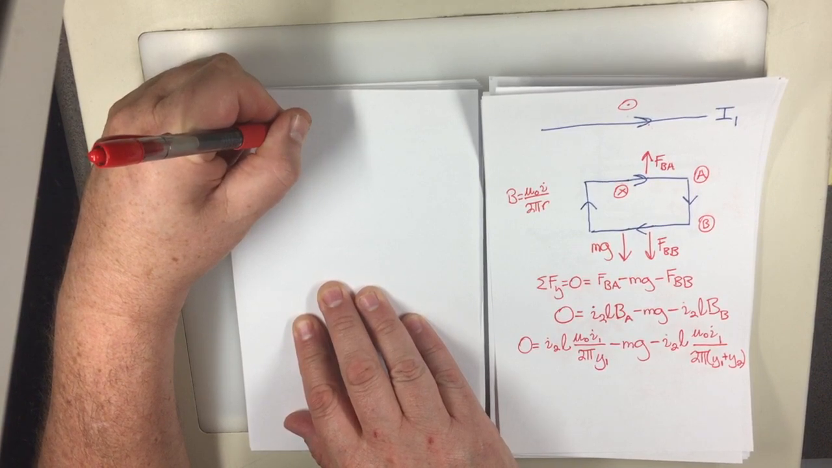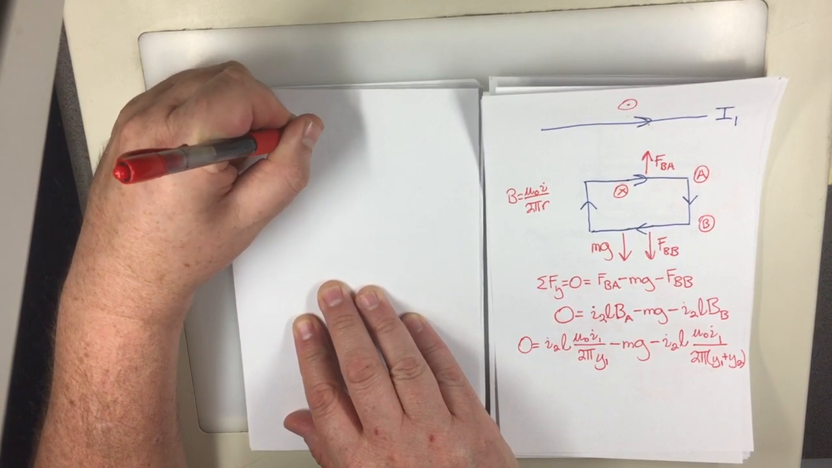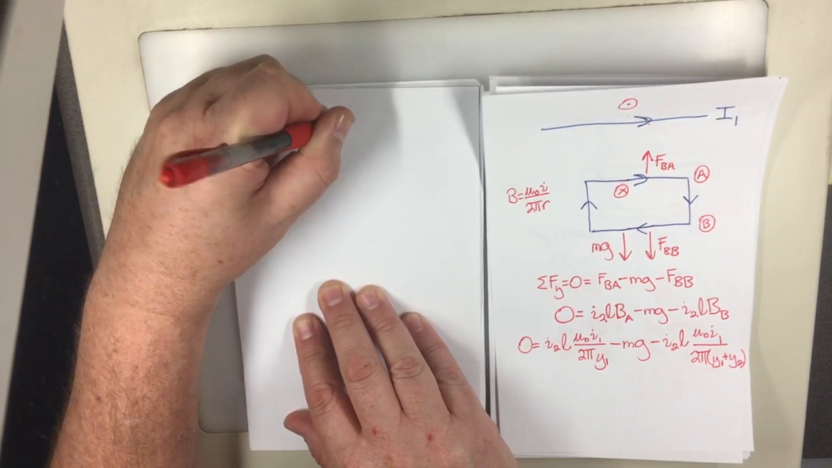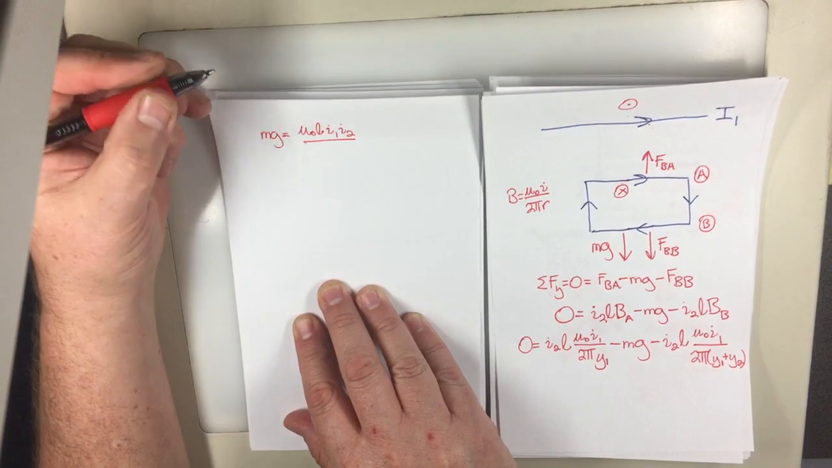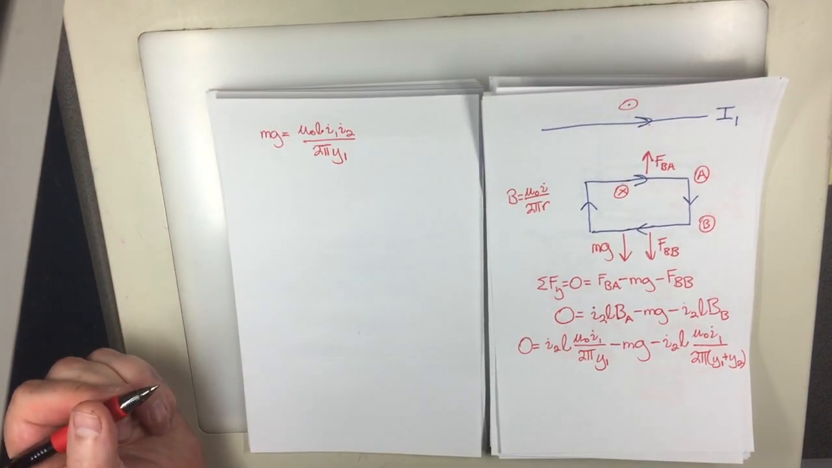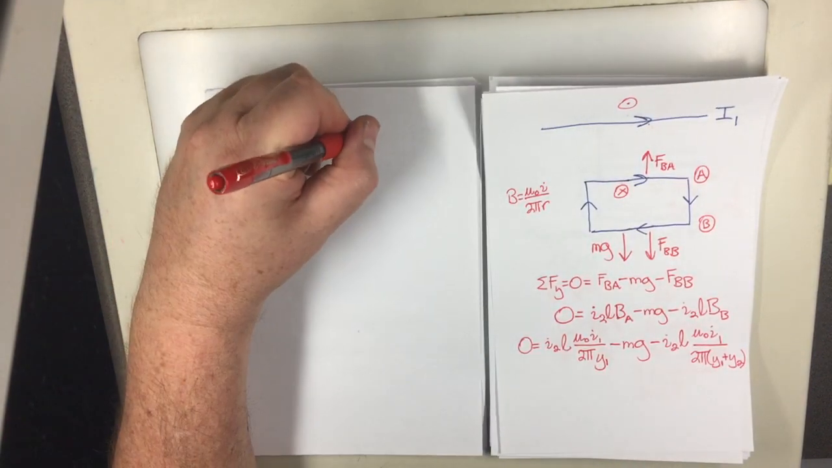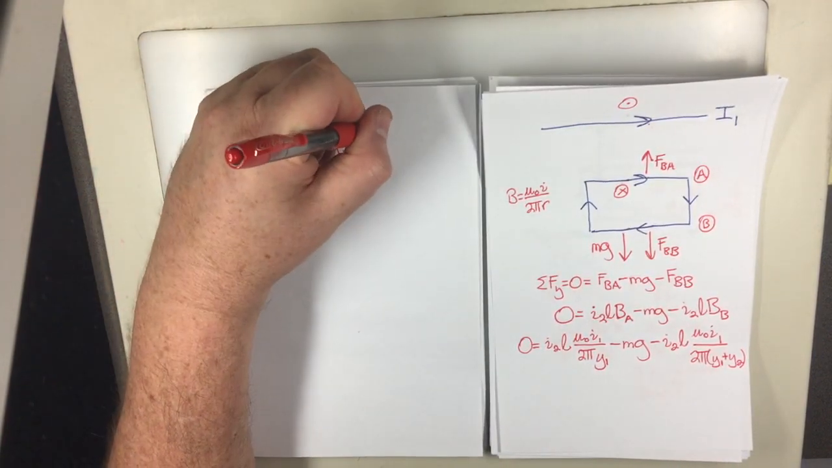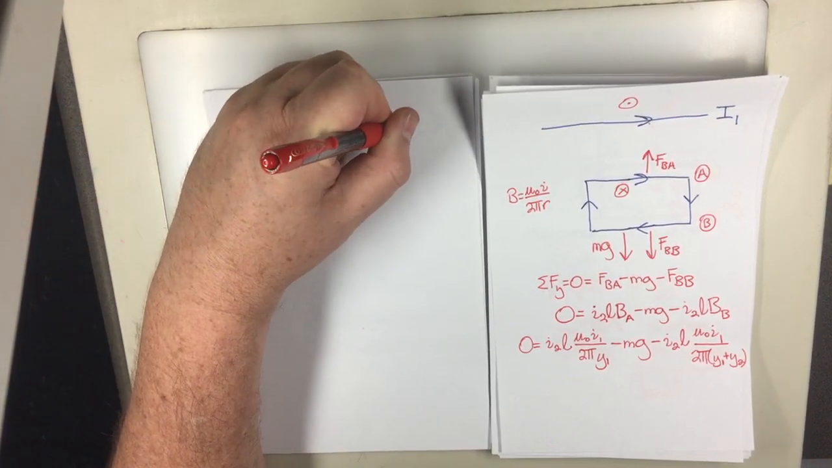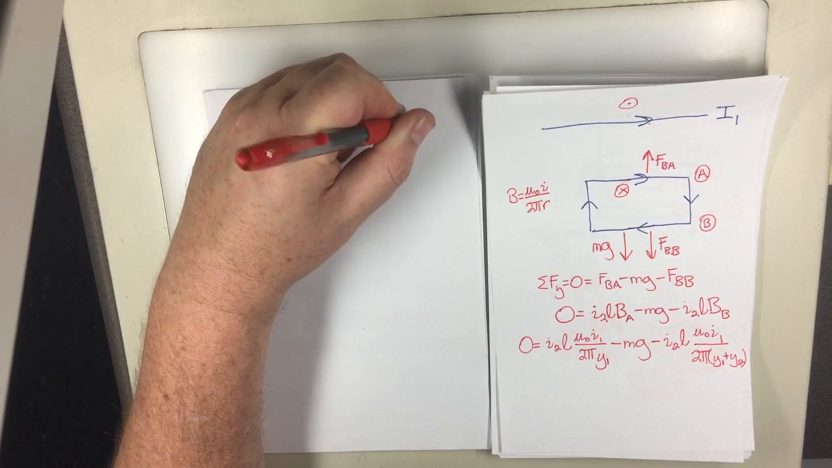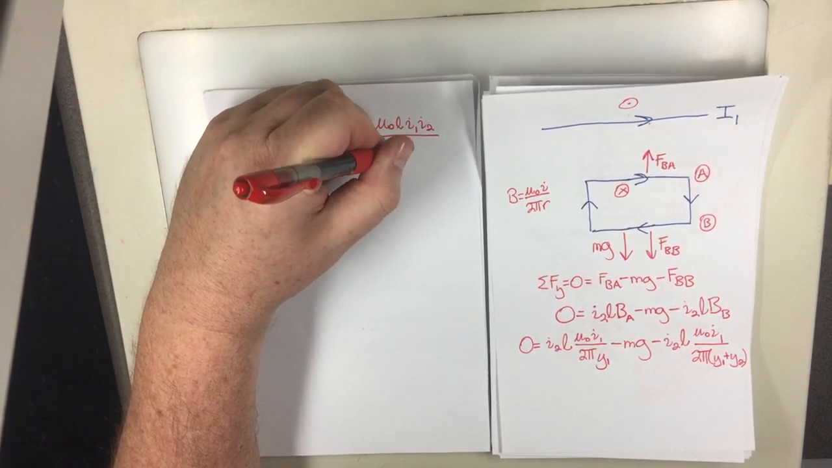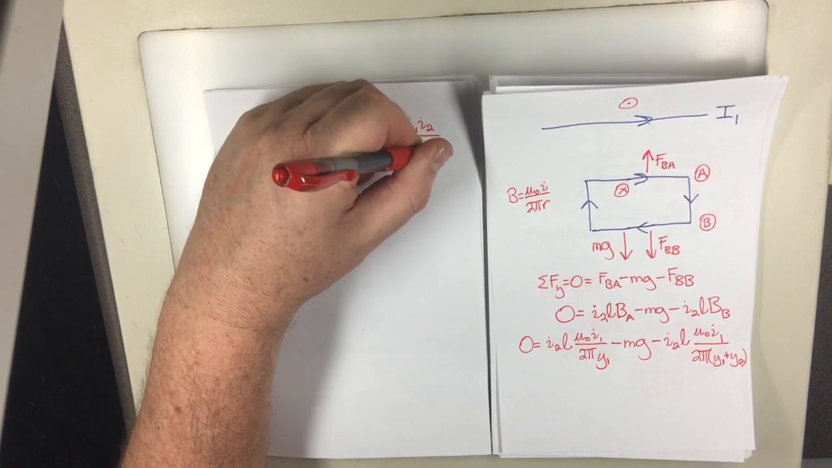Let's clean this up a bit. Mu naught L I1 I2 over 2 pi y1, minus mu naught L I1 I2 over 2 pi (y1 plus y2).